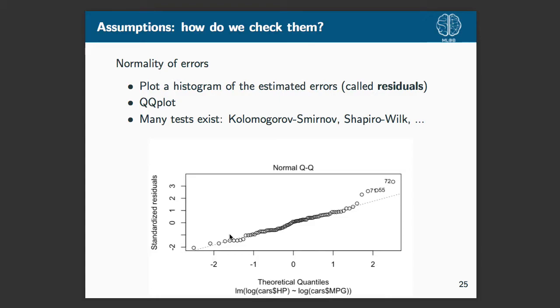And there are also many tests. There's something called a Kolmogorov-Smirnov test, a Shapiro-Wilk test, and these are more concrete statistical tests that I can do to check this assumption of normality.